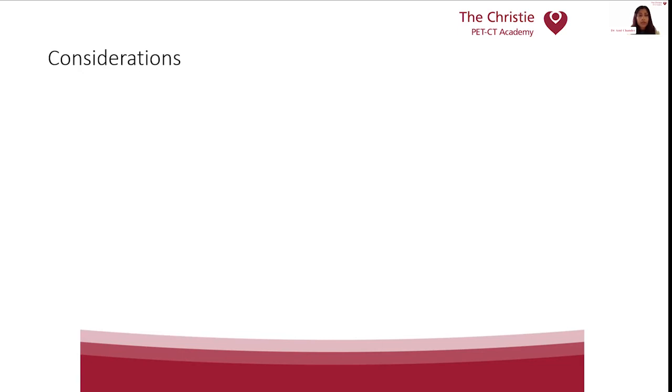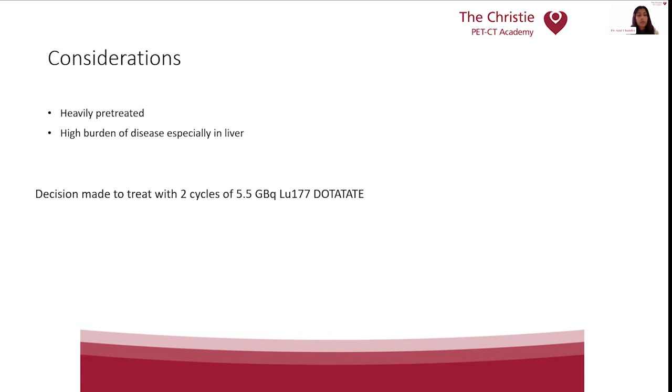So in this patient, there are a couple of considerations when looking at him for therapy. He was heavily pre-treated, and he had a high burden of disease, especially in the liver. So already his functional liver reserve was lower, and added into that, the previous lines of chemotherapy would have reduced that further. So we decided to treat him with a slightly lower dose of lutetium 177 dotatate, and we opted for 5.5 for him. So two cycles and then review.